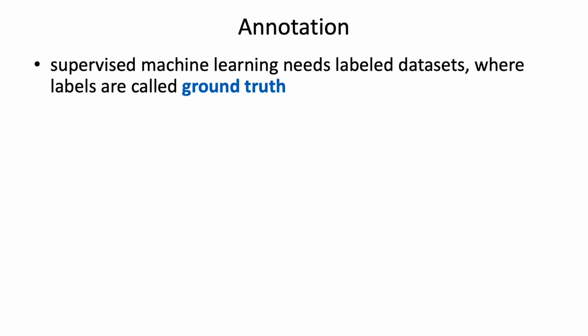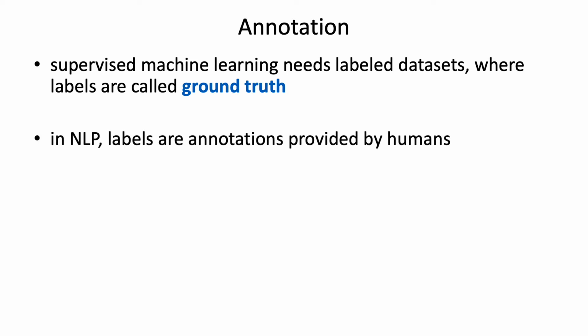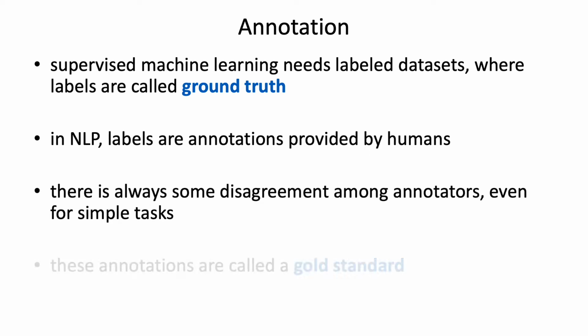When doing supervised machine learning, we assume labeled datasets, and we refer to labels as ground truth. In NLP, labels are provided by humans, and there's always some amount of disagreement. We typically refer to the annotations or labels as the gold standard rather than ground truth. There are many ways of collecting annotations, which we'll talk about briefly.